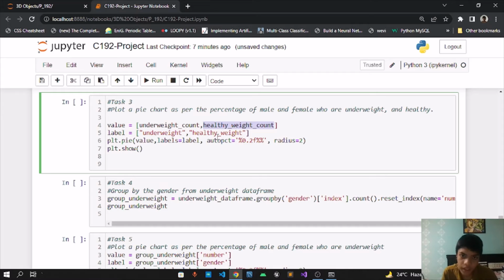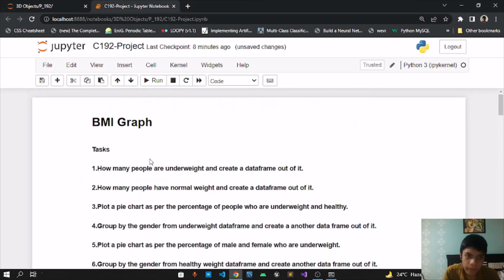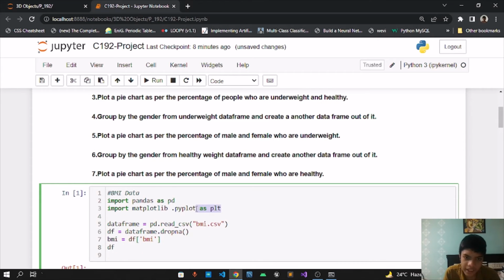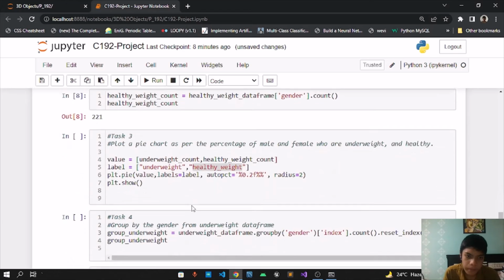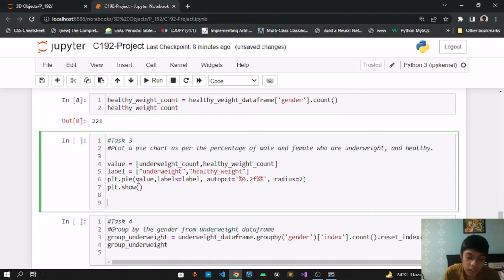And same way healthy weight count is for healthy weight, and we are going to plt, which is our matplotlib.pyplot. As plt we gave an alias name for it, and then we are going to give the arguments: values, labels equal to label. This is our variable, so we are assigning it. And autopct equal to percentage 0.2f percentage. So this syntax gives us the percentage of the people.